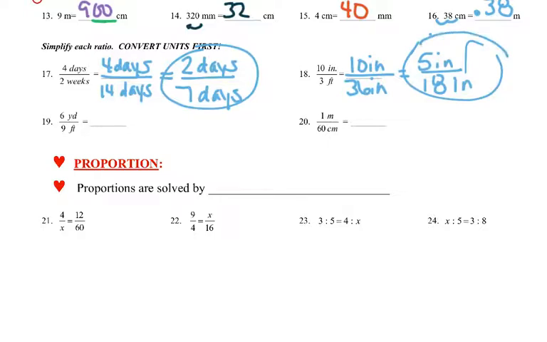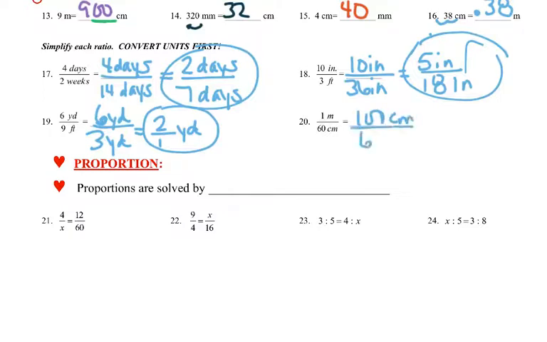So you convert the units first, then reduce the fraction. Sometimes you have a choice, like 6 yards, 9 feet. You could go either way. It's probably a little bit easier to make 9 feet into 3 yards. And then you can reduce it to 2 over 1. And if you want to just write yards once, you can. 1 meter is 100 centimeters over 60 centimeters, and that's going to reduce, maybe I'll reduce it to 10 over 6 first, and then 5 over 3 centimeters. So we convert first, then reduce.